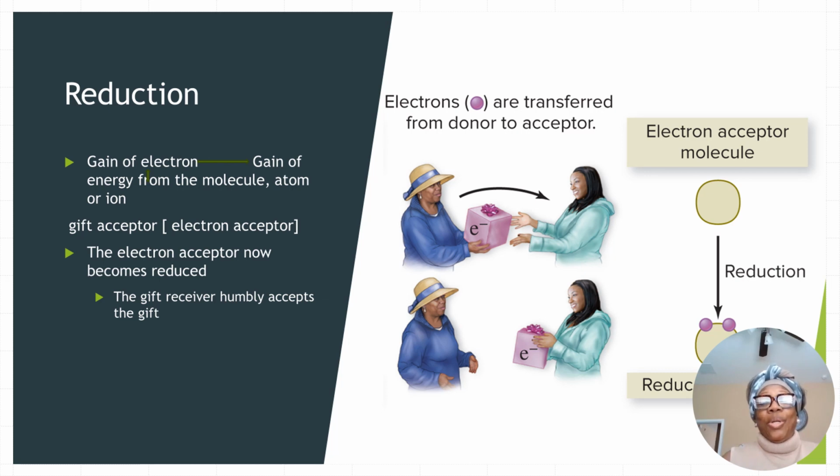So this gift receiver, this electron acceptor, humbly receives the gift. So kind of bowed down a little bit. In other words, reduced, humbled. That's how I like to look at it. I thought that was a neat spin to put on it.